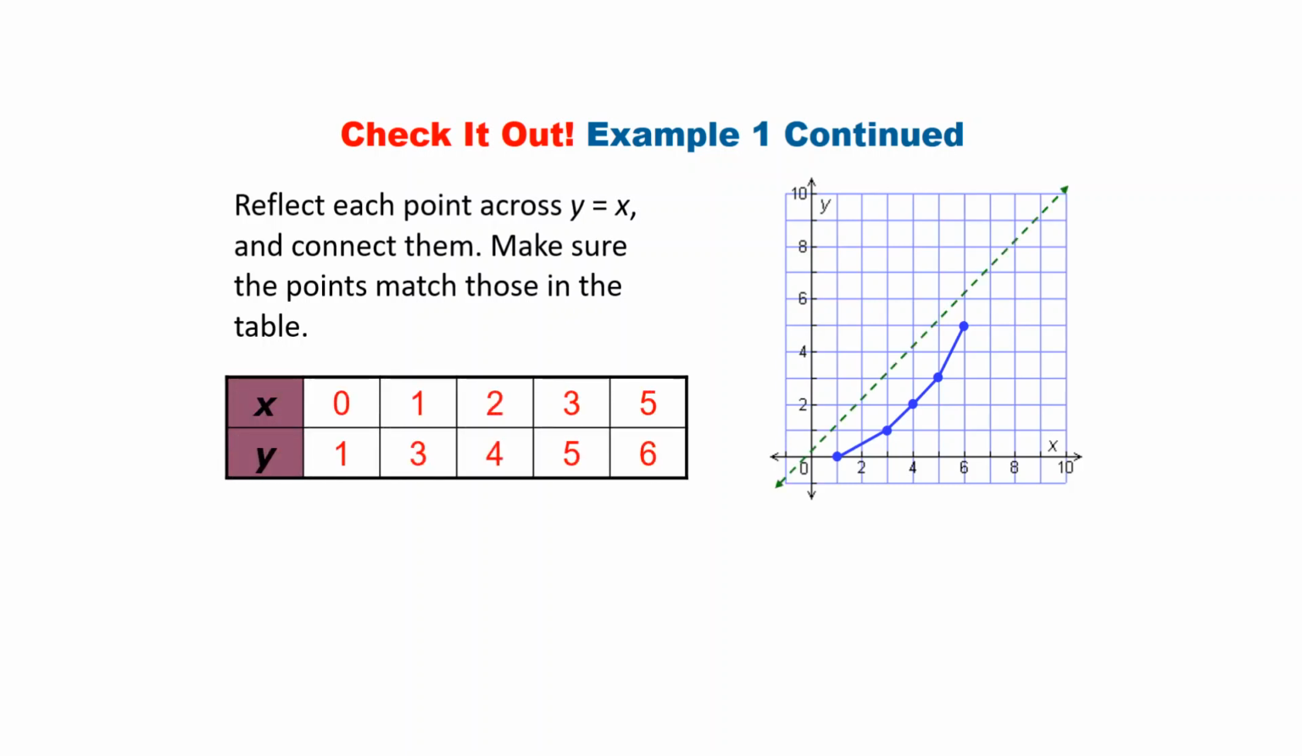And so let's go ahead. There's our y equals x. And when we reflect them, we see that they happen to be the exact same points on the other side of our y equals x line.